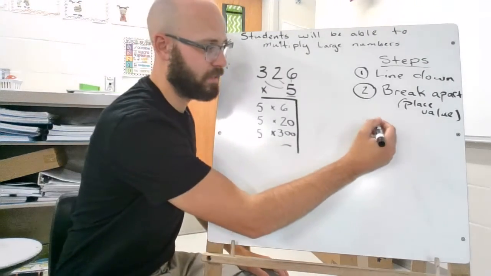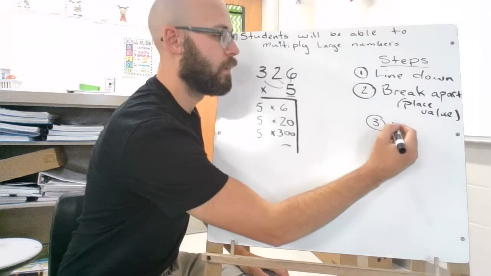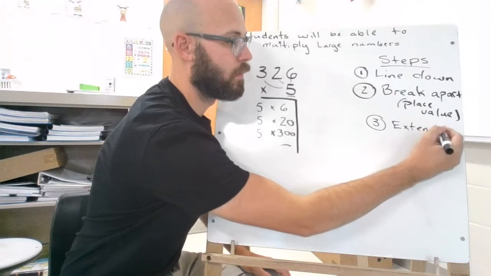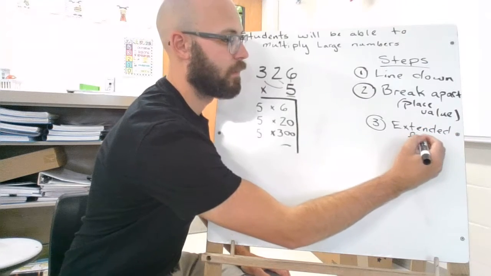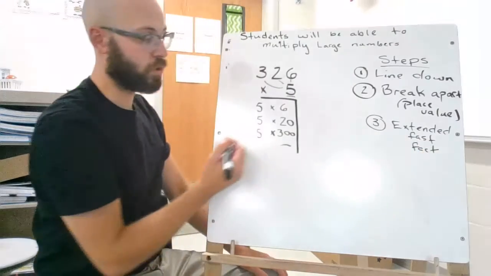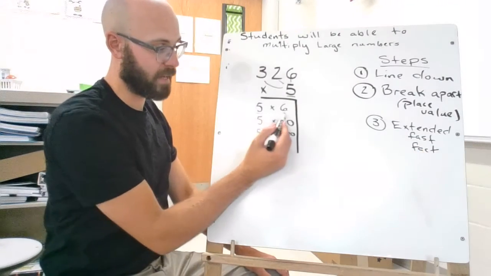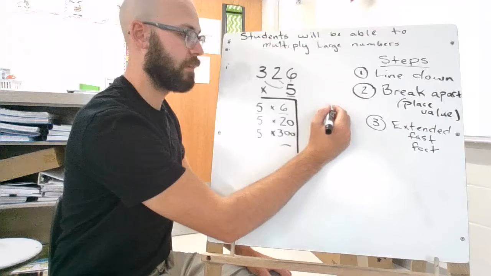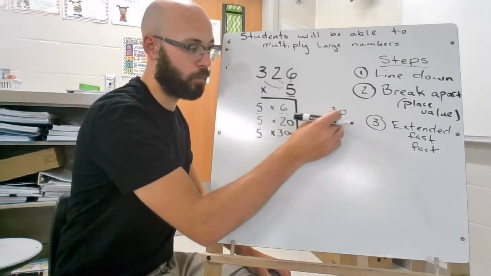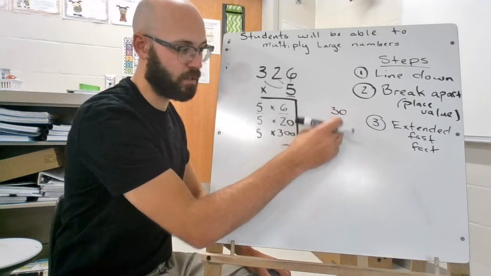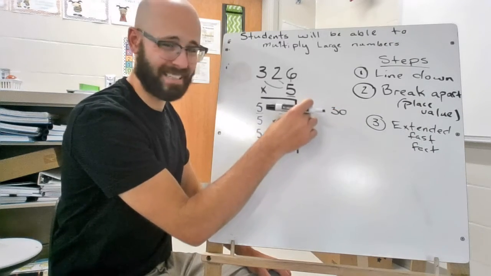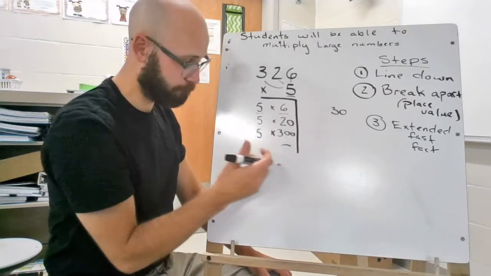Now, the third step is what we talked about last week, extended fast facts. These are things you should know by now. Your fast facts, 5 times 6 is 30. Okay. Notice how I'm writing my products off to the side a bit, because soon enough I'm going to have to add them together. So I don't want to write 30 too close to this line, because then it will get a little bit messy.